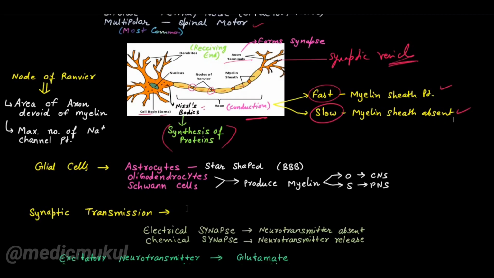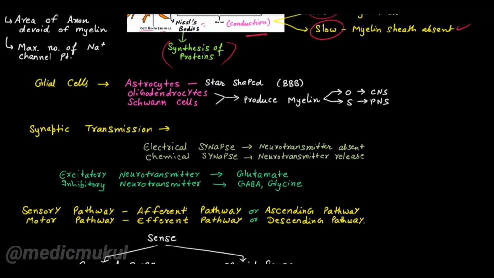Now the glial cells. Astrocytes: remember the star-shaped cells across the blood-brain barrier. Oligodendrocytes and Schwann cells produce the myelin. Remember, oligodendrocytes produce the myelin sheath in the central nervous system, but Schwann cells produce the myelin sheath in the peripheral nervous system. Central nervous system, oligodendrocyte; peripheral nervous system, Schwann cell. Did you understand?